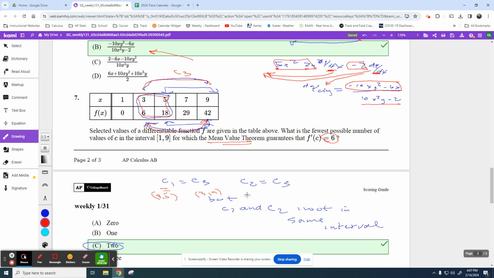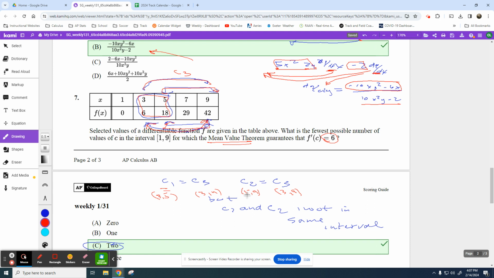Now, we know that C3 has been calculated here. That's the interval from 3 to 9. And there's one more in here. If you go from 5 to 9 and you calculate the interval right here, you do 42 minus 18, which is 24, and you divide that by 9 minus 5. So we're just using the slope formula. You're going to get 6 also. So C2 from 5 to 9 is also 6. So we get all these things that equal 6.